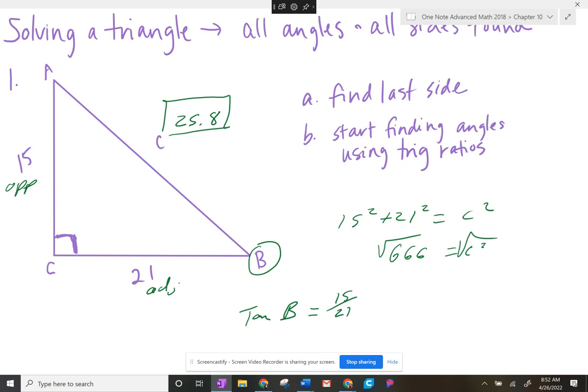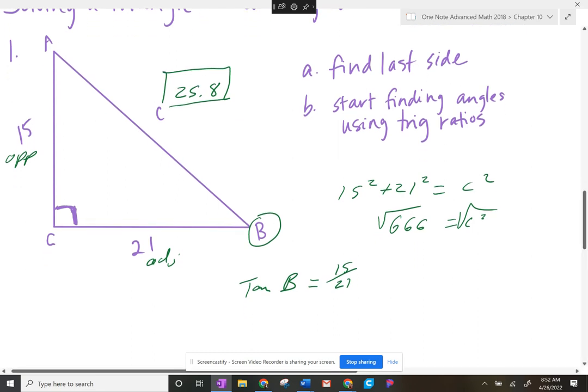And I'm left with 35.5. And for those people who are following along on YouTube, I'll write that one for those two ladies. So it would have been tangent to the inverse value, 15 over 21. Okay, so this one I've got was 35.5. The last thing I needed was to figure out angle A.